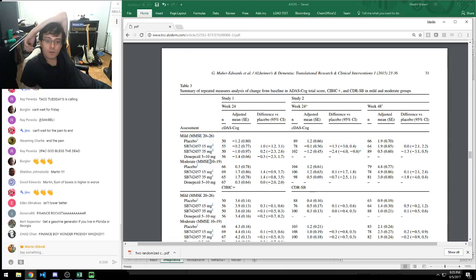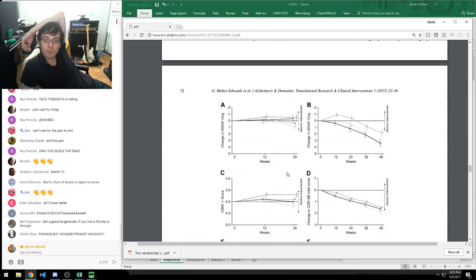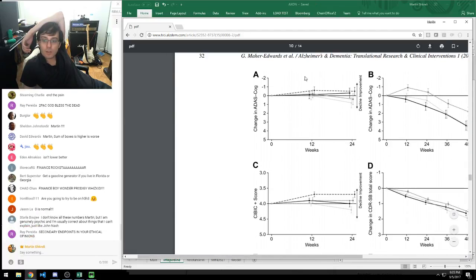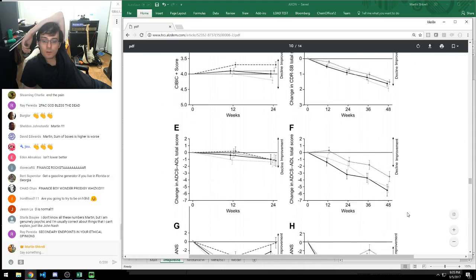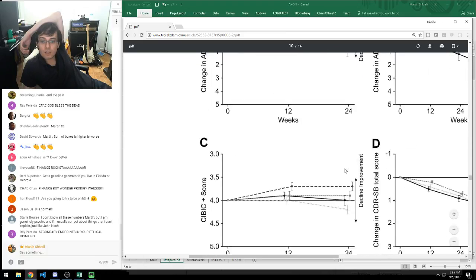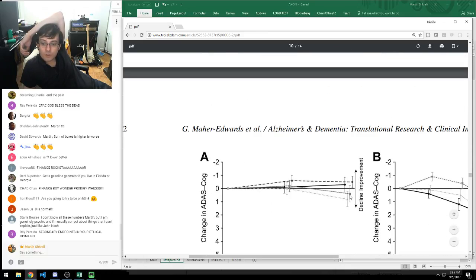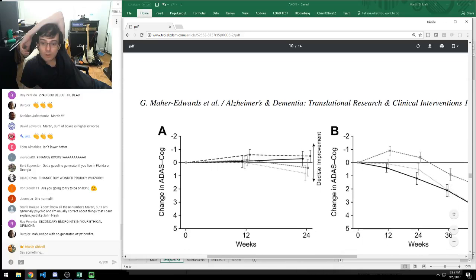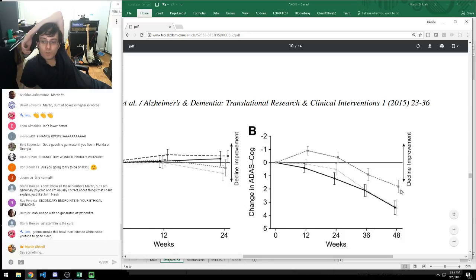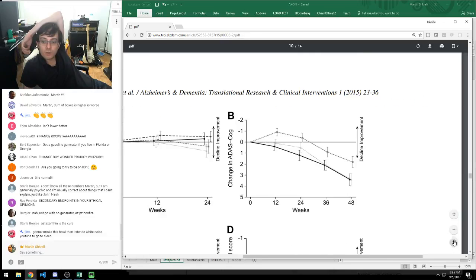And then there's a mild to moderate stratification, which again, I'm not sure I believe in too well. Here are some visual representations: change in ADAS-Cog. The darkest line is placebo, and the box is our dose. So you can see here, there was a trend against improvement. Here there was a trend for improvement. That was study 2.